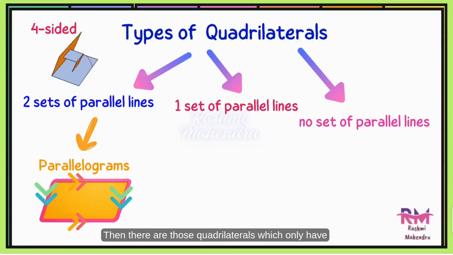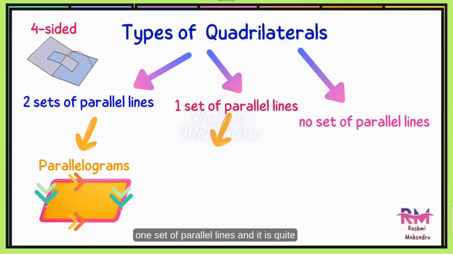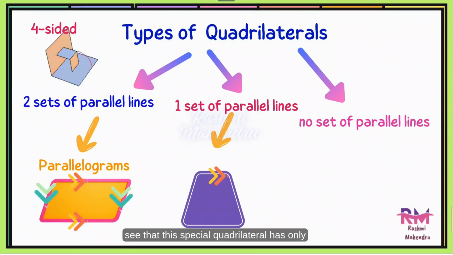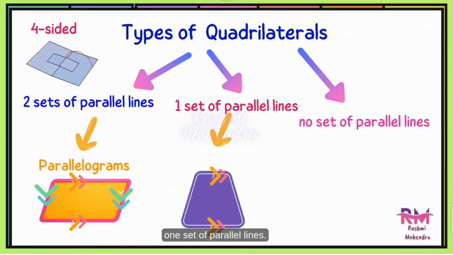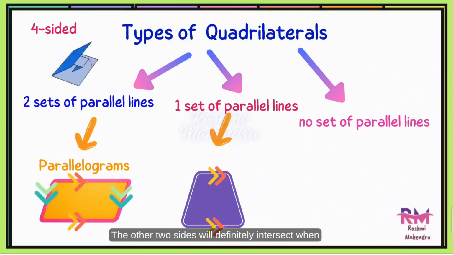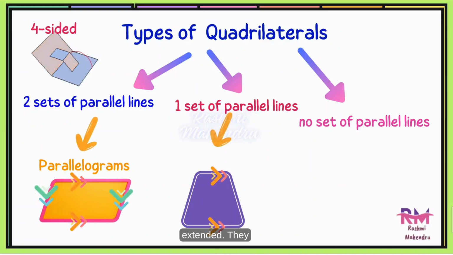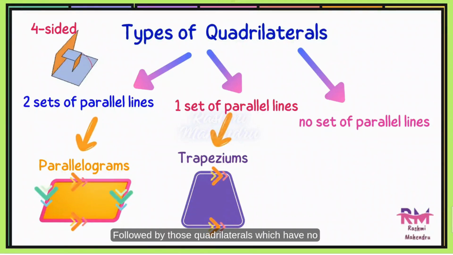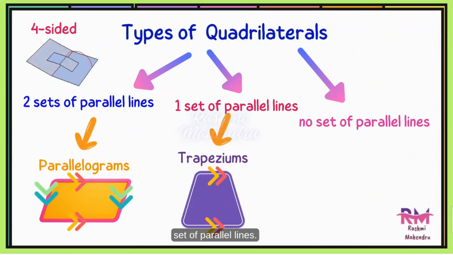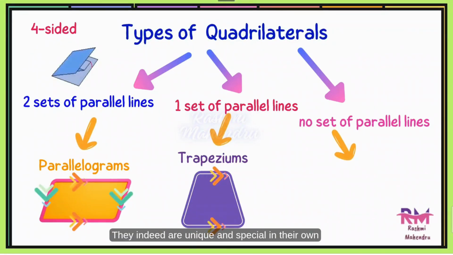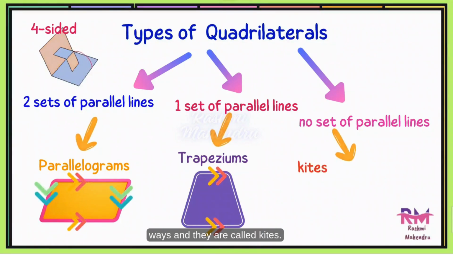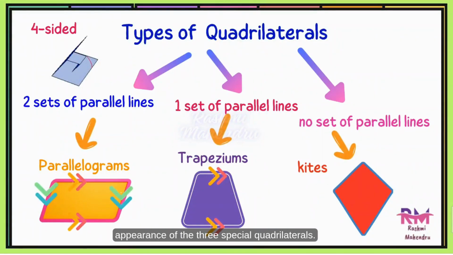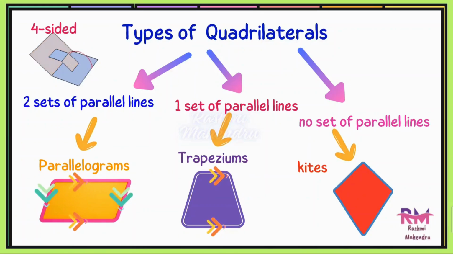Then there are those quadrilaterals which only have 1 set of parallel lines, and it is quite evident from their appearance. You can see that this special quadrilateral has only one set of parallel lines. The other two sides will definitely intersect when extended. They are a very common sighting and they are called trapeziums. Followed by those quadrilaterals which have no set of parallel lines. They indeed are unique and special in their own ways, and they are called kites. You can observe the difference in the appearance of the three special quadrilaterals.